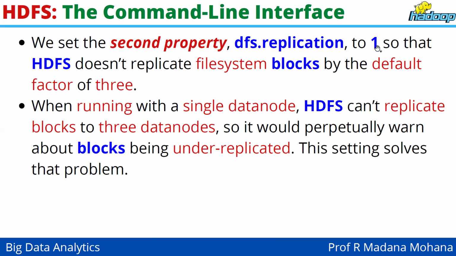We set the second property, dfs.replication, to 1 so that HDFS doesn't replicate file system blocks by the default factor of 3. When running with a single data node, HDFS can't replicate blocks to 3 data nodes, which is the default. So it would perpetually warn about blocks being under-replicated. This setting solves that problem.